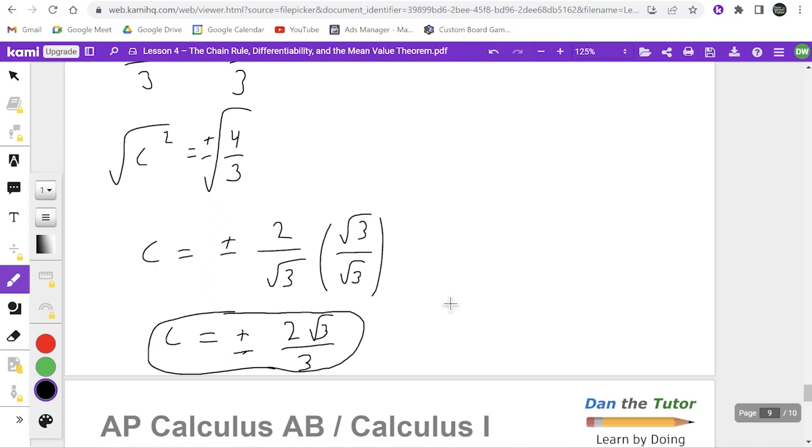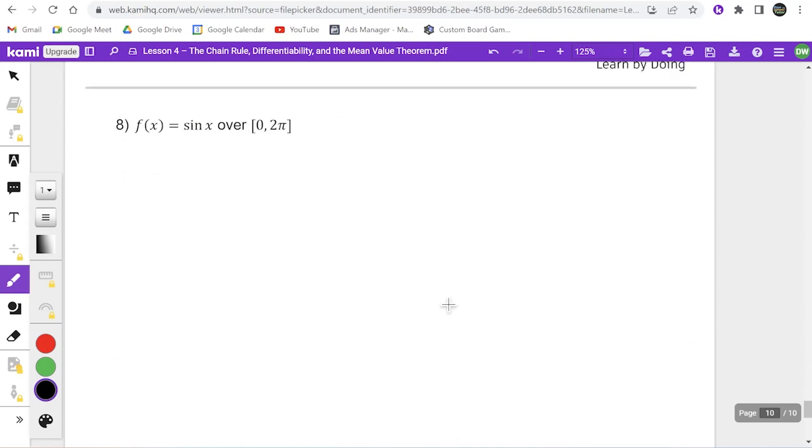Okay. And now just one more to go. It's actually not the hardest one of the night. It's not too bad. We have f of x equals sine x over 0 to 2 pi. Okay, now we have to think. This is not a polynomial anymore. It's not x squared. It's not x cubed. We actually have to think, is this continuous everywhere? Can someone tell me if sine x is continuous everywhere or not?